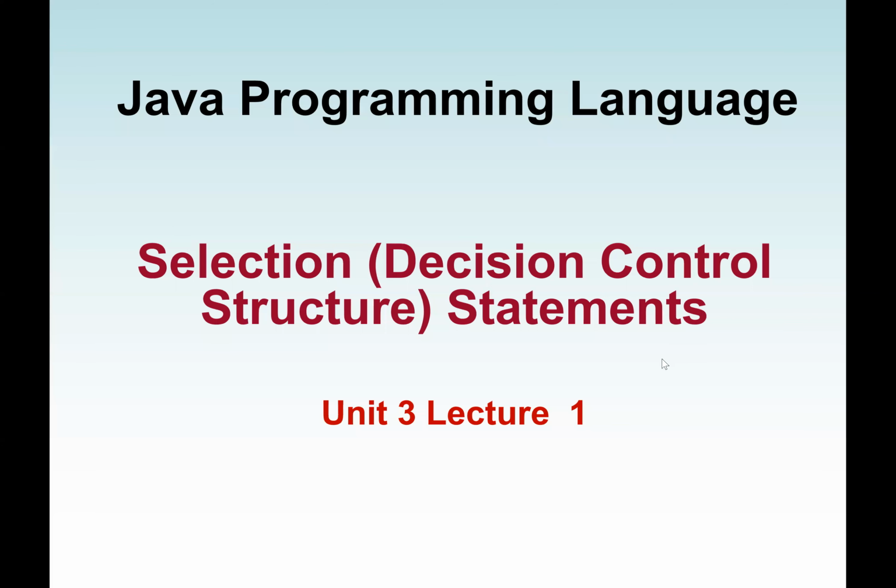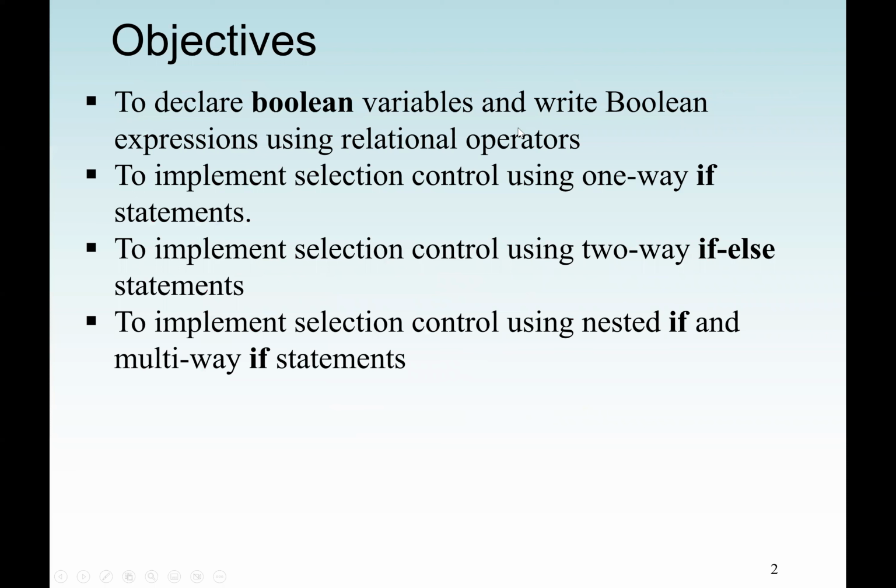Again, welcome back to Java programming language. This lecture covers the Java selection statements, also known as decision control structures. Our main objective is to learn how to declare Boolean variables and how to write Boolean expressions using relational operators. We're also going to learn how to implement selection control using one-way if statements, two-way if statements, nested if, and also multi-way if statements.